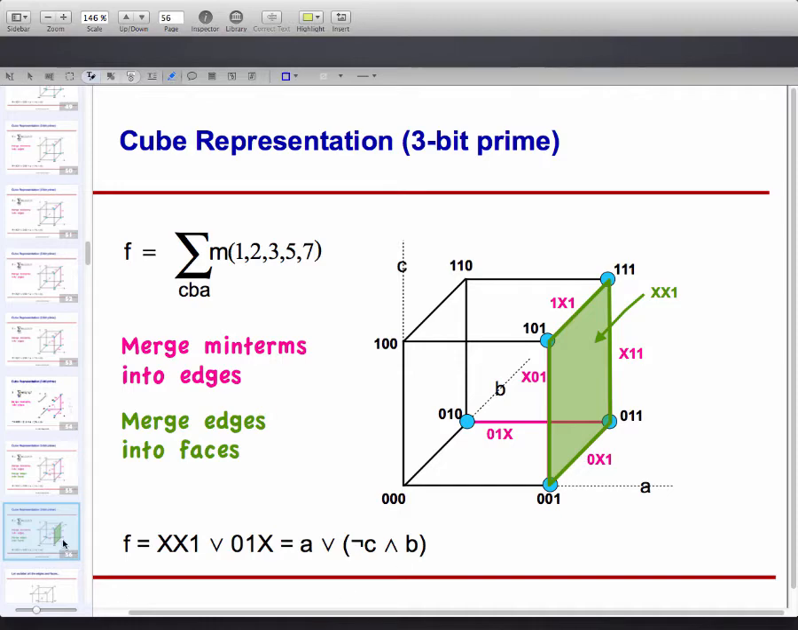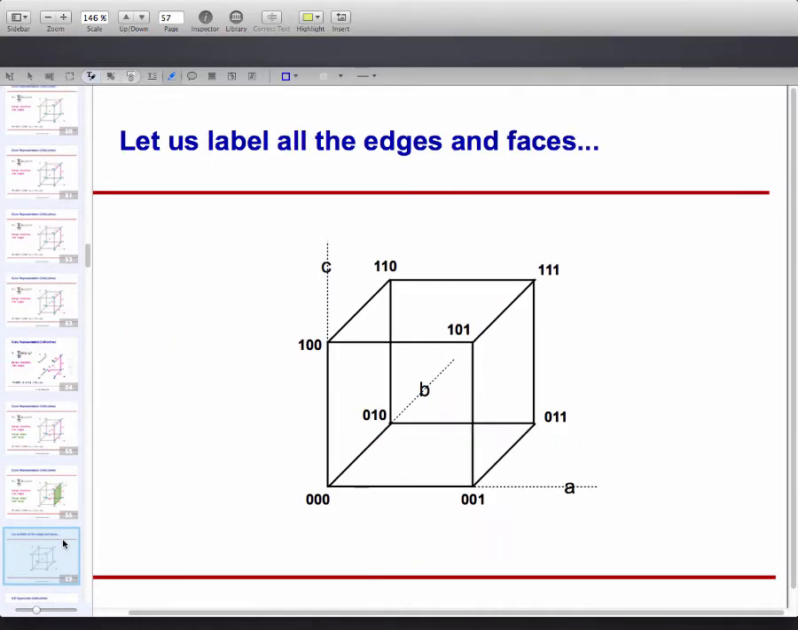So let's see, before I move on, I just wanted to, let's say I am looking at this edge. What would be the label for this edge? So the one which is above the origin on the left. Anyone want to take a shot?